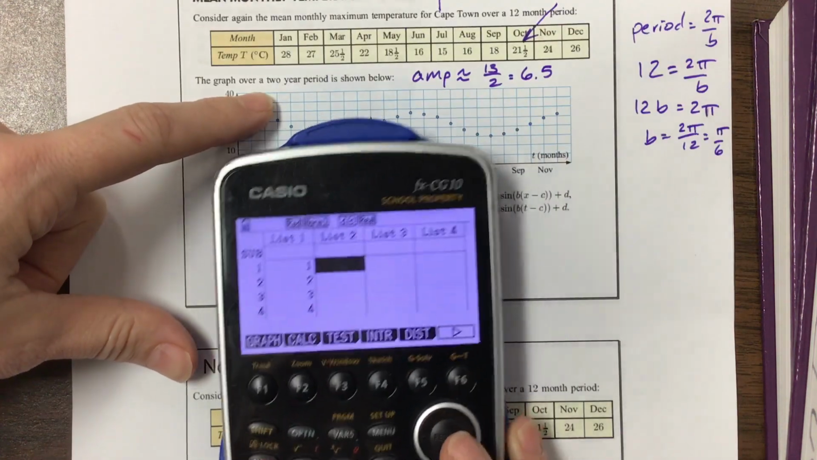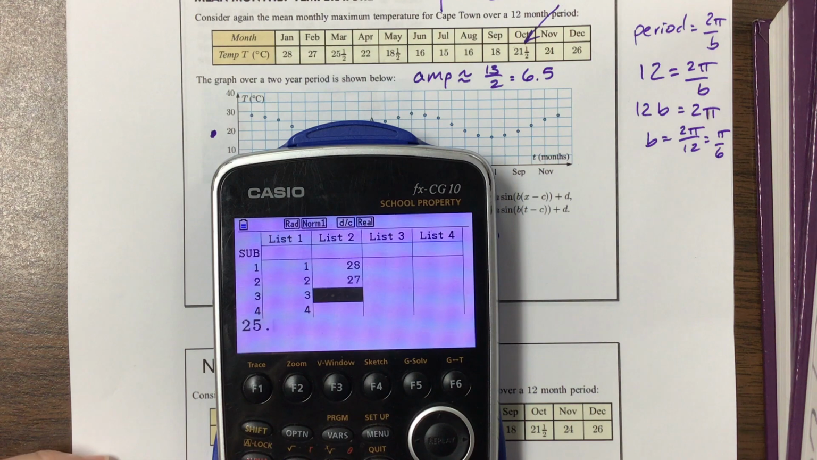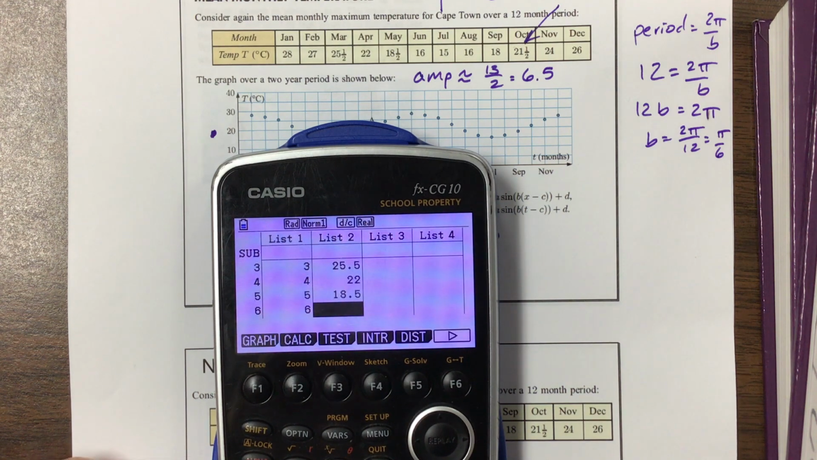Then I need to type in the values. The first one was 28. The second one, 27. 25.5. 22. 18.5. Here's hoping I'm not making mistakes. If I make mistakes, do it correctly at home. September is my 9th month. It's 18, 21.5, 24, and 26.